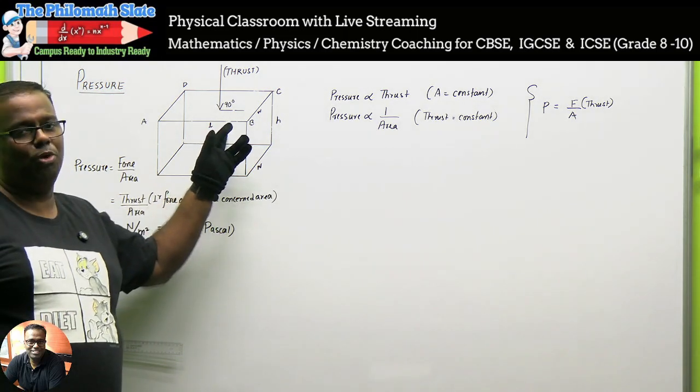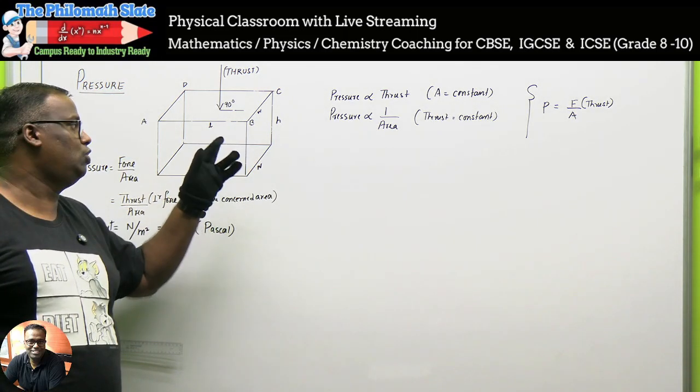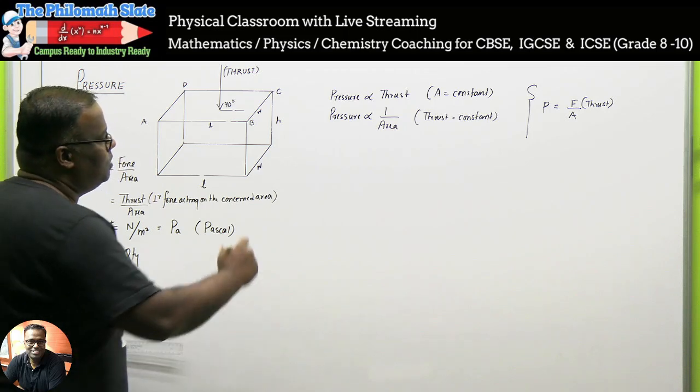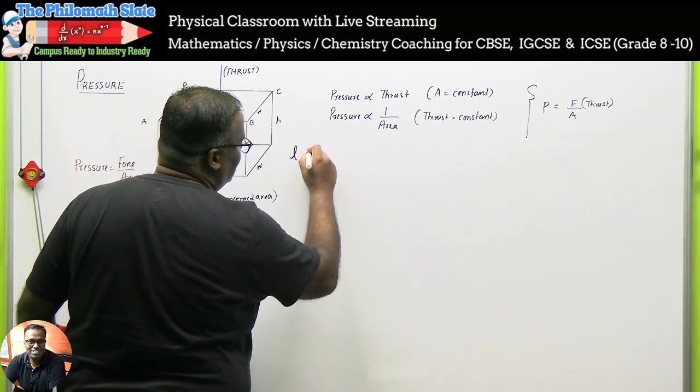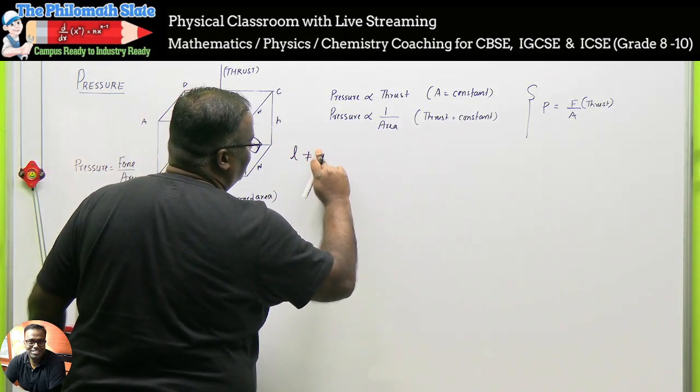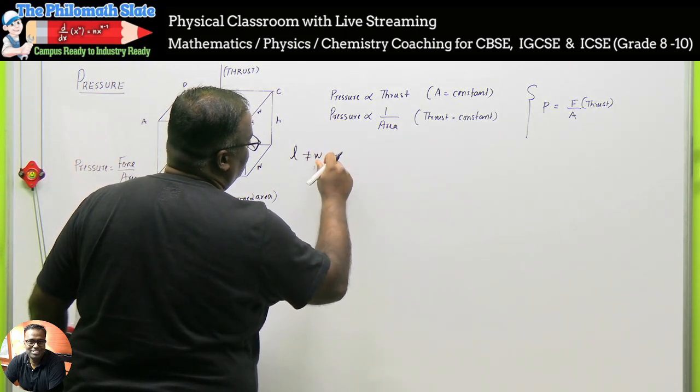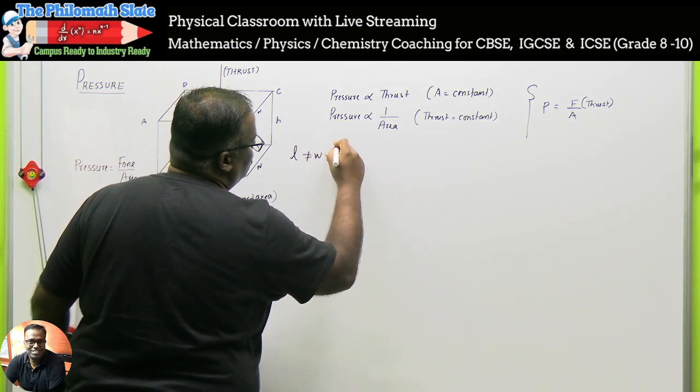This is my cuboid. It is not a cube, child. It's a cuboid. Cuboid means the basic funda is that the length will not be equal to the, oh sorry, I've used W as the width. So L will not be equal to W, which will not be equal to H.